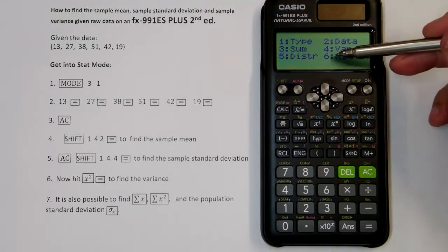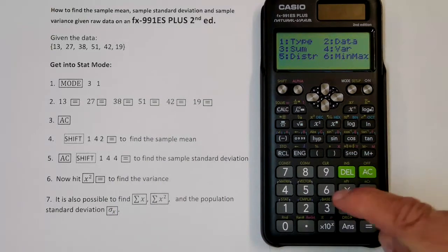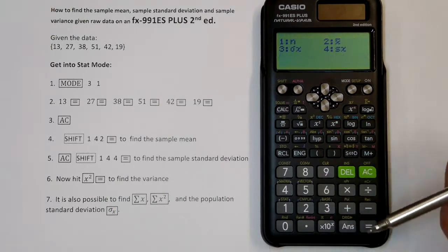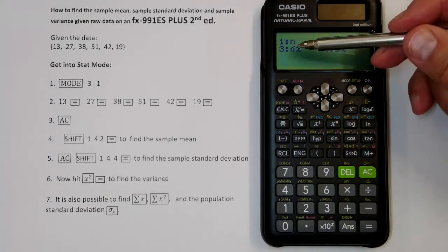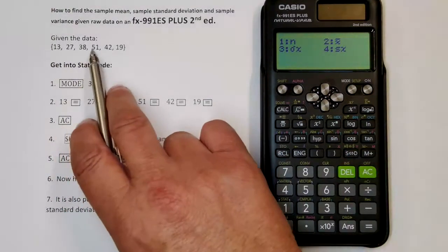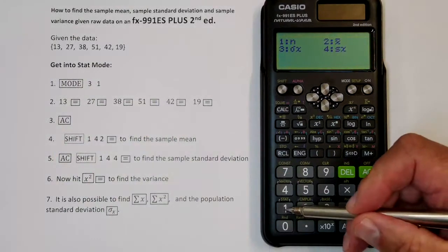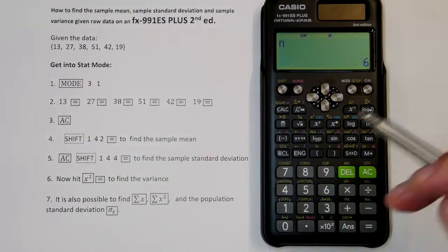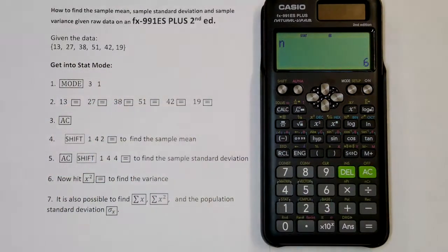Those are all under variables, which are number 4. So if I press number 4, it gives me a choice. N is the sample size, 6. 1, 2, 3, 4, 5, 6. So if I press 1 and enter, it gives me 6. So I have 6 values.